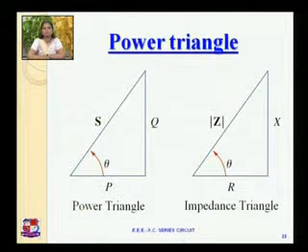So if you compare these two, then you can say real power is related with resistance, reactive power is related with reactances, and apparent power is related with the impedance of the circuit. So this is the relation between power triangle and impedance triangle.